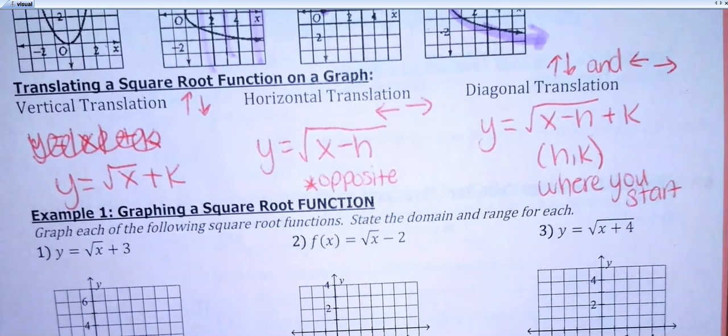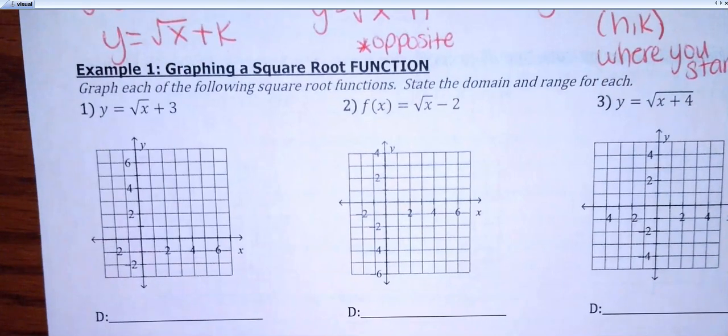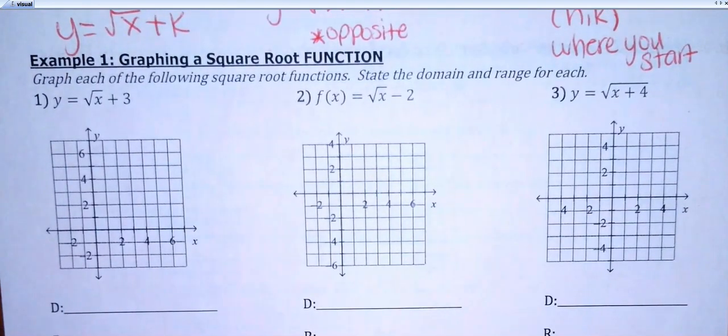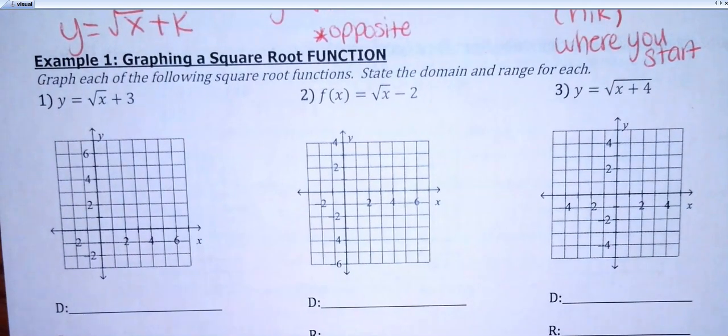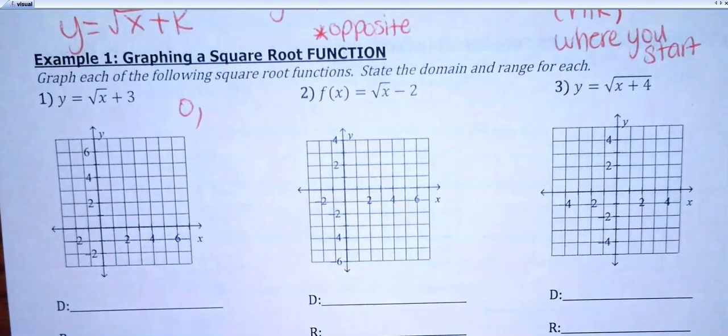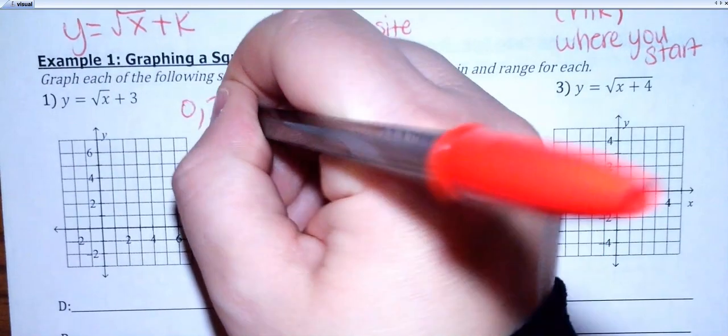All right, so here's what we're going to do. We're just going to work on each one of these equations, and some of them are written as y equals, some of them are written in function notation f of x, but it's the same thing. Inside with the x, nothing in there, so we're not going to shift left or right. Outside we have a +3, so this would shift the graph up 3.